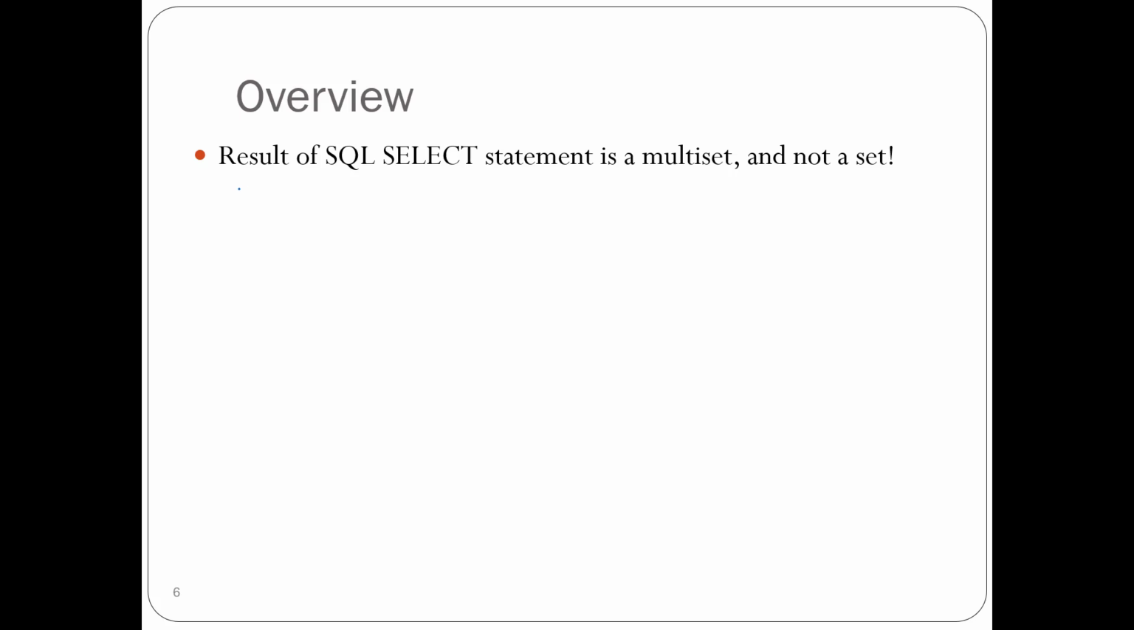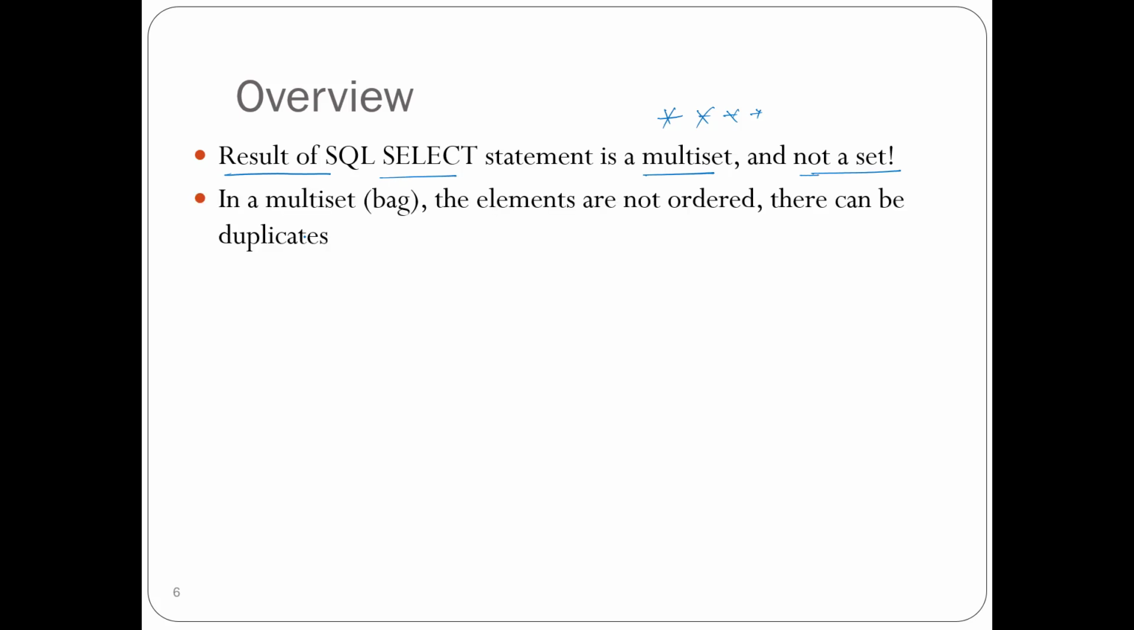One interesting thing about the select statement is that the result of the SQL select statement is a multi-set, not a set. So this is important. We need to understand the difference between a multi-set and a normal set. So what is a multi-set? A multi-set is also often called a bag. The elements in the multi-set are not ordered and they can be duplicates. In a set you cannot have duplicate items, whereas in a multi-set you can. So the result of the select statement will return a table, and that table may have duplicate tuples.